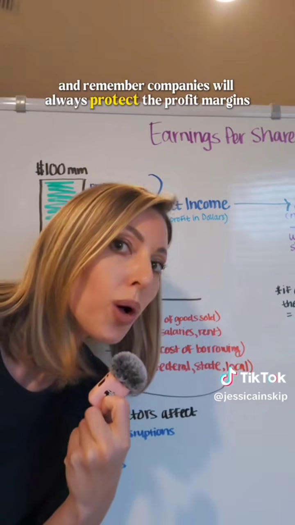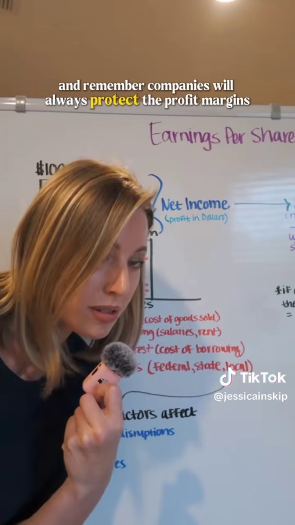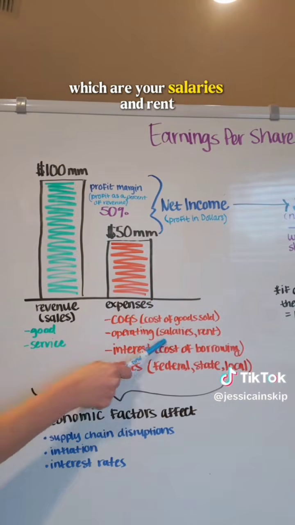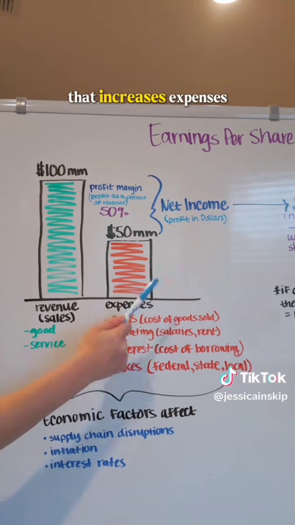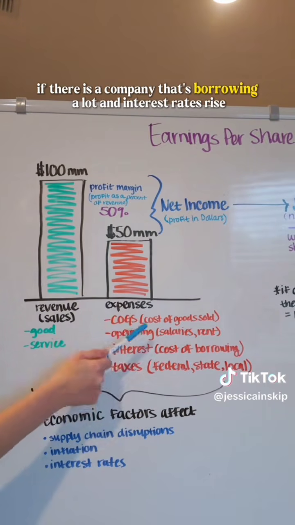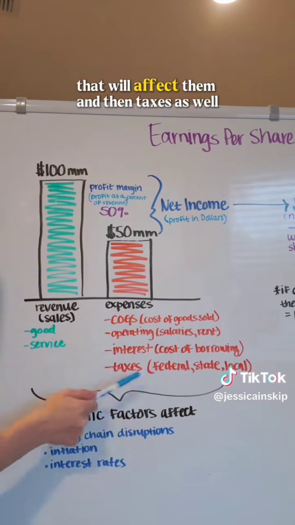And remember, companies will always protect the profit margins. And then you have operating expenses, which are your salaries and rent. So if inflation goes up, inclusive of salaries, that increases expenses. If there is a company that's borrowing a lot and interest rates rise, that will affect them. And then taxes as well.